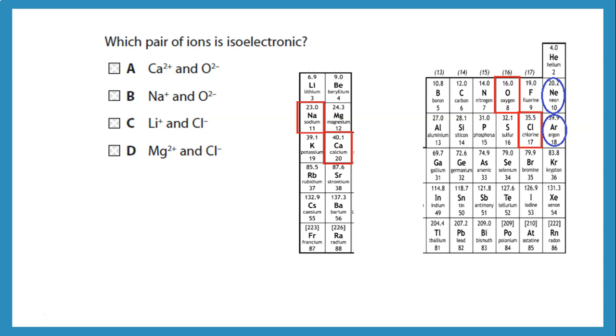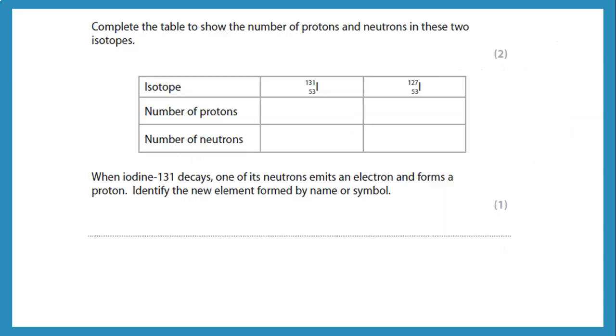Now, sodium and oxygen. Where is sodium? Sodium is 11. It loses 1 electron. It has the same configuration as neon. It has 10 electrons. Oxygen will gain 2 electrons in order to form O2 minus. So this is the one that we are looking for. These are the ones that are isoelectronic. The others you will find are not the same number of electrons. Remember, isoelectronic means when they form these atoms or ions, they have the same number of electrons.